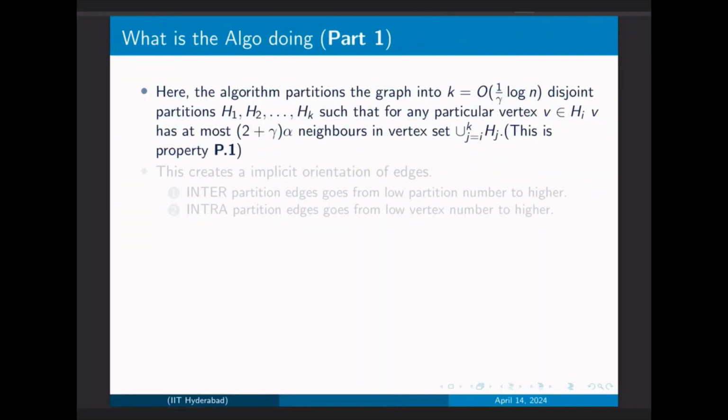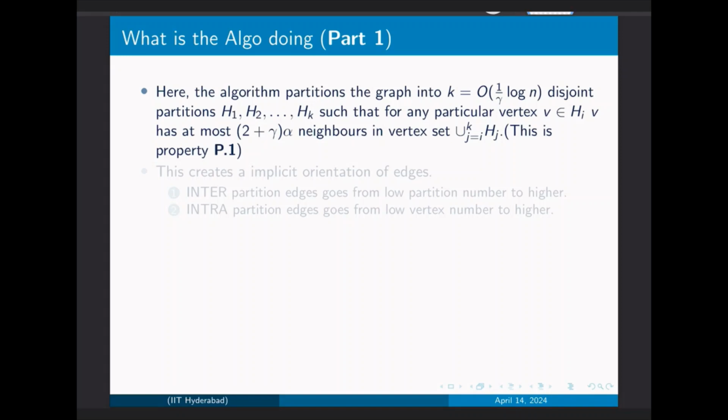So let's see each of the parts of the algorithm in a little more detail. We will analyze each of those parts separately. In part one, what the algorithm is doing is creating H1 to Hk, k disjoint vertex partitions, where k is 1 by gamma log n. It ensures that any vertex in a particular partition has its right degree at most (2 plus gamma) times alpha. So the out degree is bounded, and once we have control over that, we can easily color it.